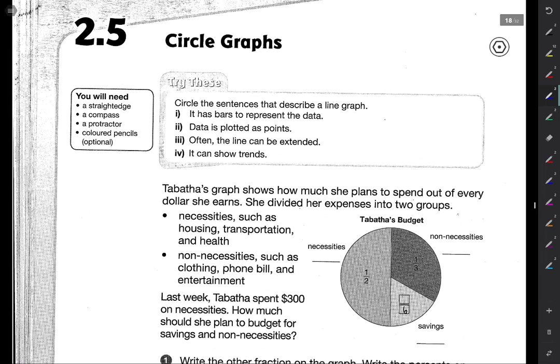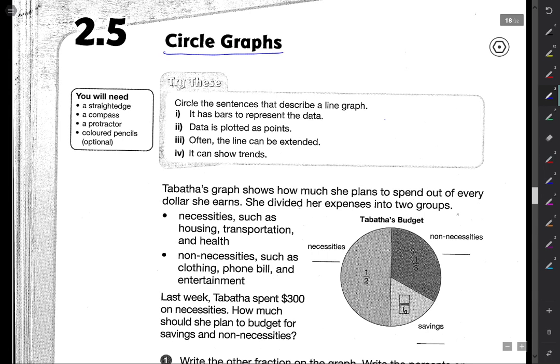Now let's take a look at circle graphs. But before we begin, I'm giving you a heads up. We will not be creating the circle graphs ourselves. That requires a protractor, and I'm not too sure if all of you have one of those at home, so we are just going to skip over that this semester. But we will be looking at how to interpret circle graphs and get information from them.